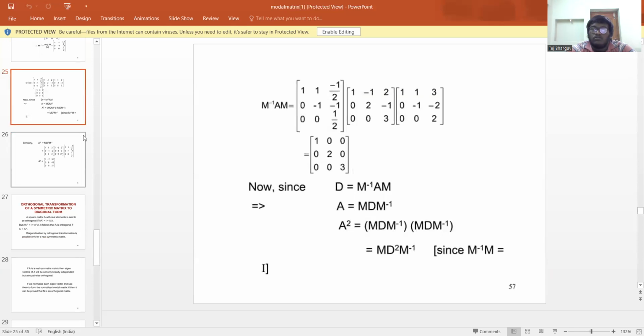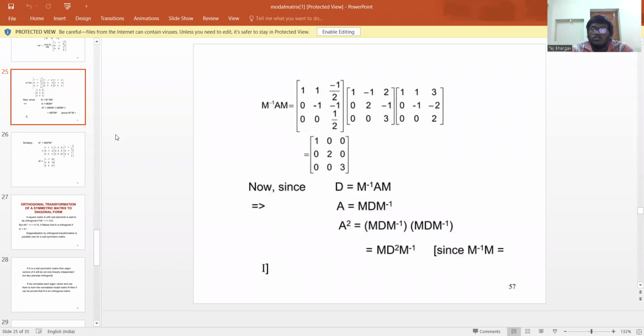M inverse AM equals [1, 1, -1 by 2; 0, -1, -1; 0, 0, 1 by 2] times [1, -1, 2; 0, 2, -1; 0, 0, 3] times [1, 1, 3; 0, -1, -2; 0, 0, 2], which equals [1, 0, 0; 0, 2, 0; 0, 0, 3].